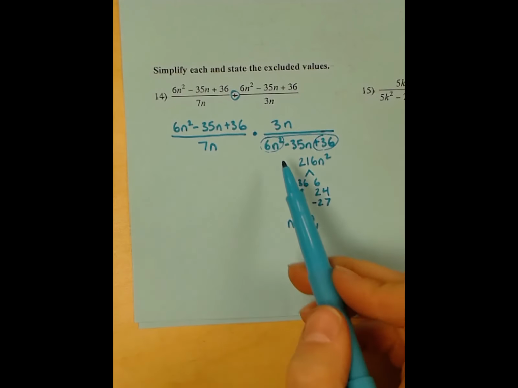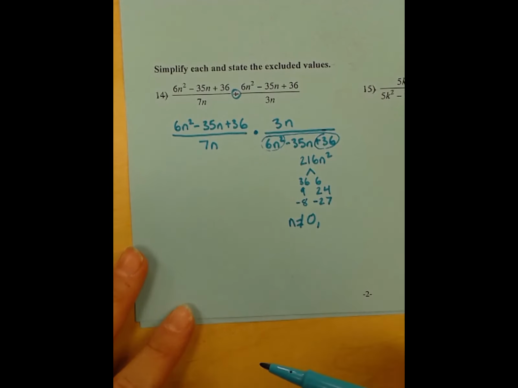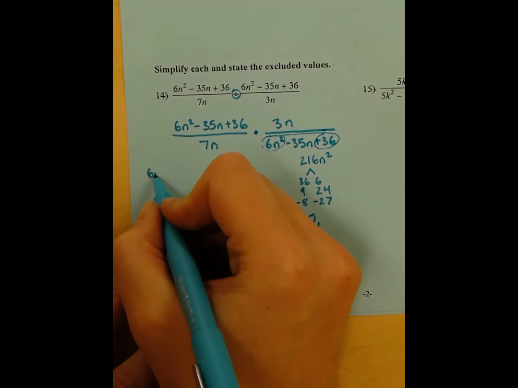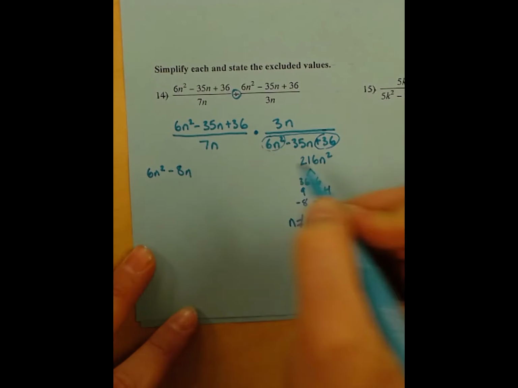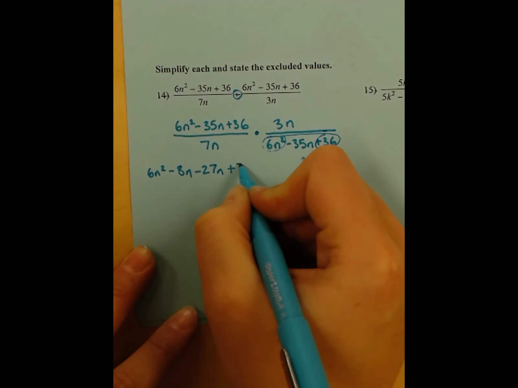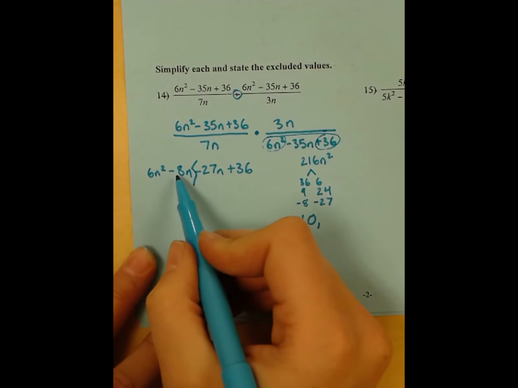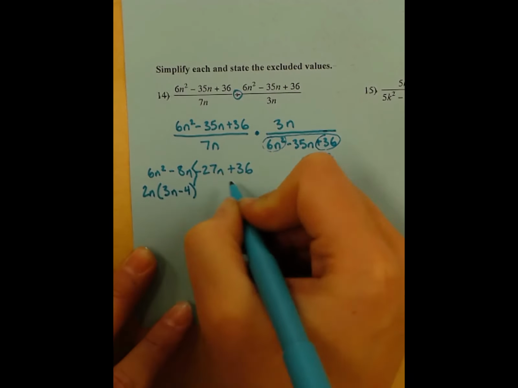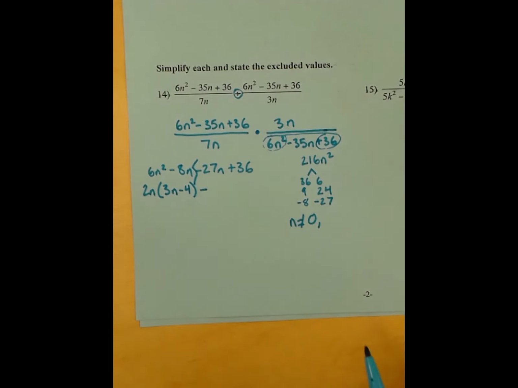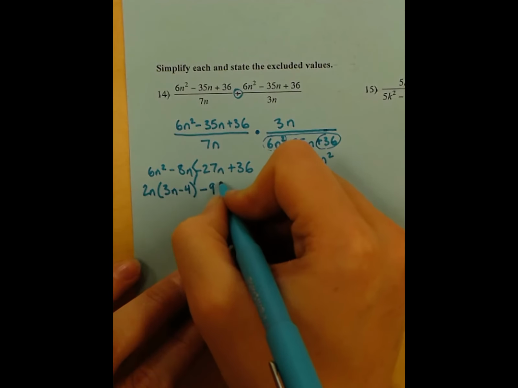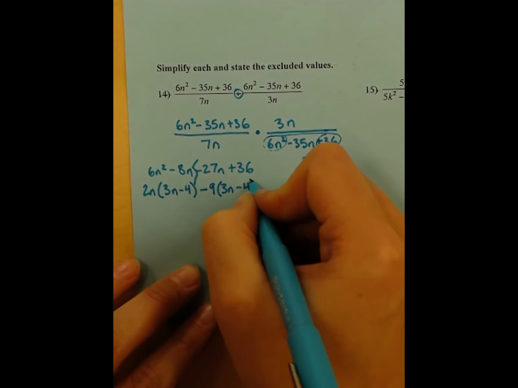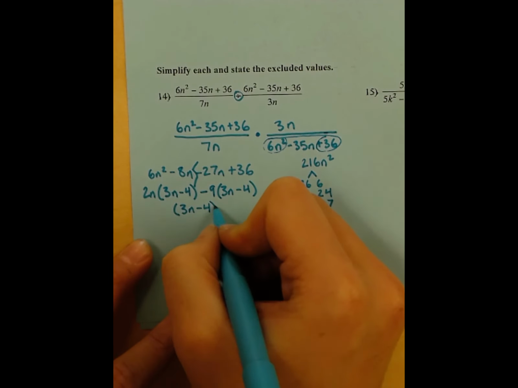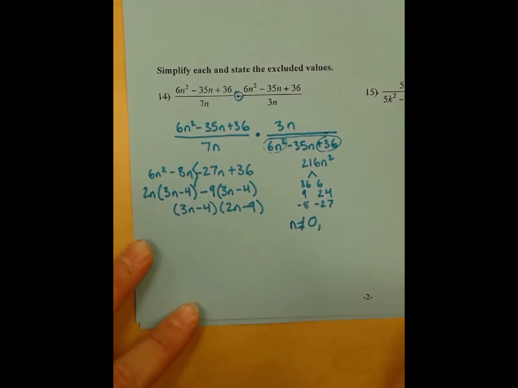I cannot use the shortcut because I have a coefficient in front of x squared. So I'm just going to factor this over here. N squared minus 8n minus 27n plus 36. Split it down the middle. Now I'll take out the GCF of the left side, which is 2n. I'm left with 3n minus 4. The right side, I'm going to take out the negative because my first term is negative. Now they're both divisible by 9. And I'm left with 3n minus 4. So when I factor that, I get 3n minus 4 times 2n minus 9.